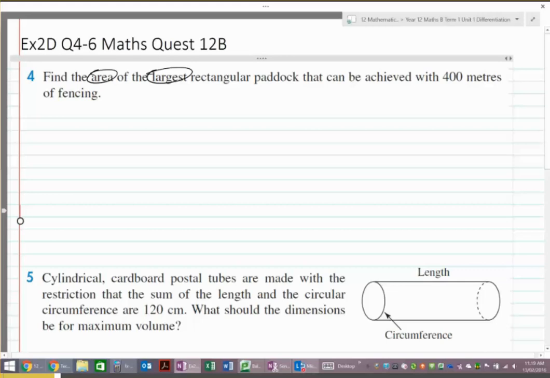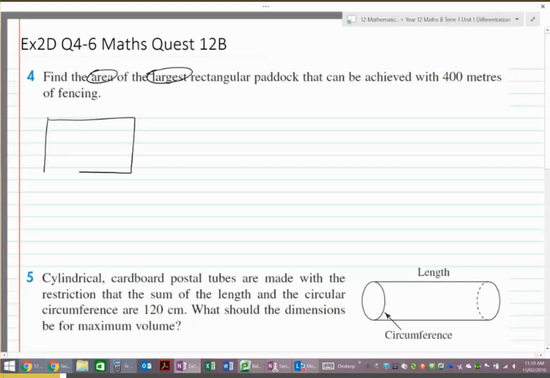Now let's define some variables. Before we do that, draw a little diagram. Here's my diagram of my rectangular paddock. Okay, give some dimensions to it. Let x be the length, let y be the width, and let a be the area. What do I know about this rectangle? I know that its perimeter is 400 meters.